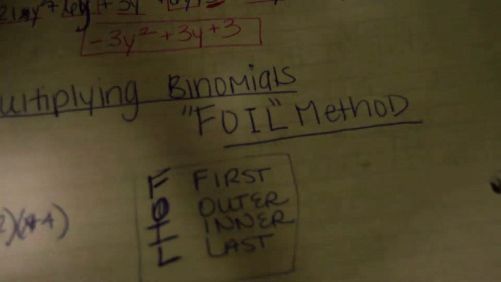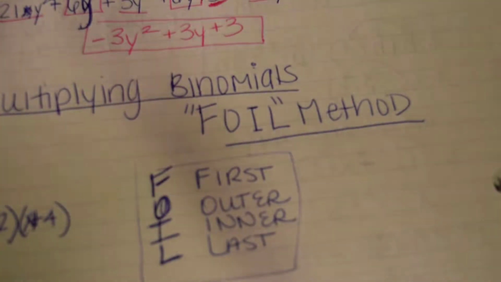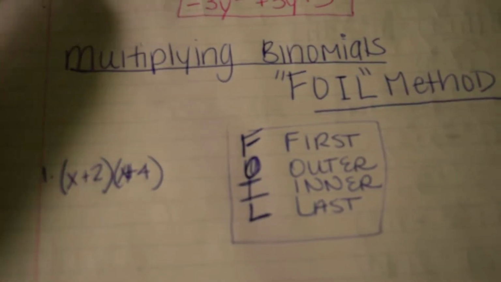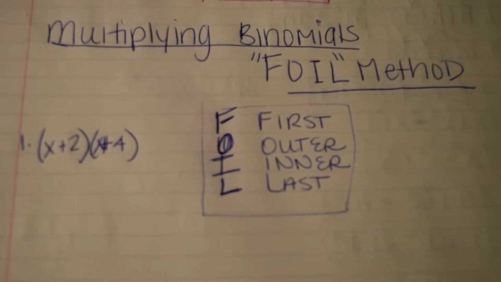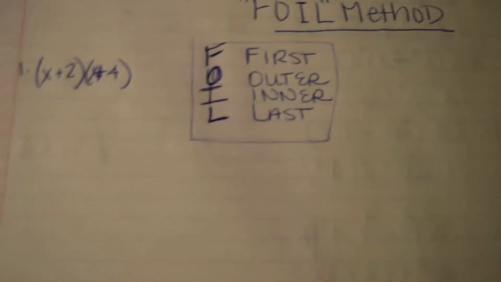Okay, so you can either use that sheet off of ManageBack, it's called Multiplying Binomials, or you are welcome to take notes as I go. And I've already kind of started multiplying binomials using the FOIL method. So that's already written for you.